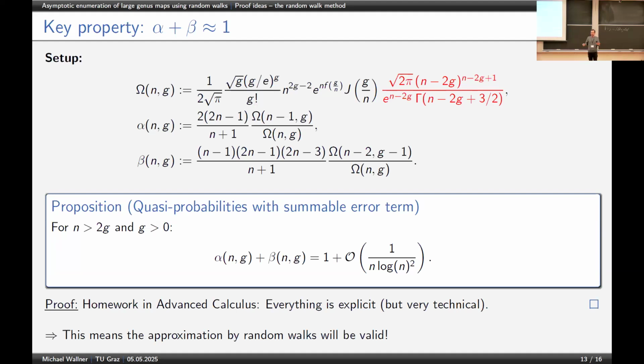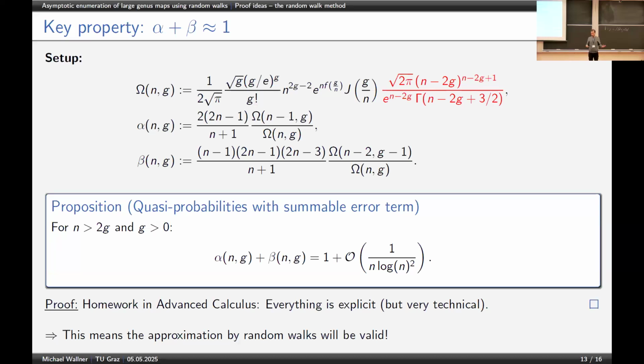At least I need like 8 to 10 pages to do this and have several cases. But basically, F is explicit, J is explicit, omega is explicit, everything is explicit. Just do it, okay? You show that. That's what it is. But this basically is now the intuition that it will work. The interpolation by random walks will work.